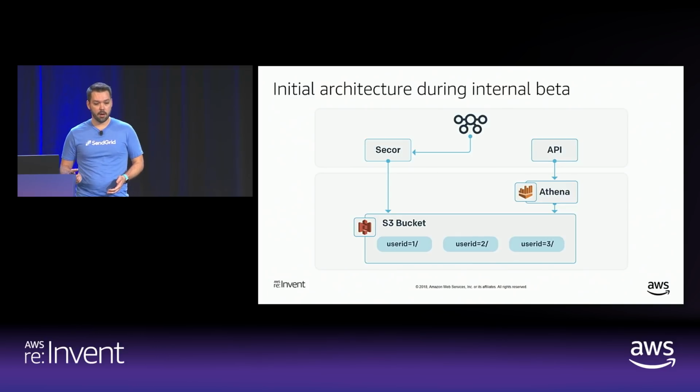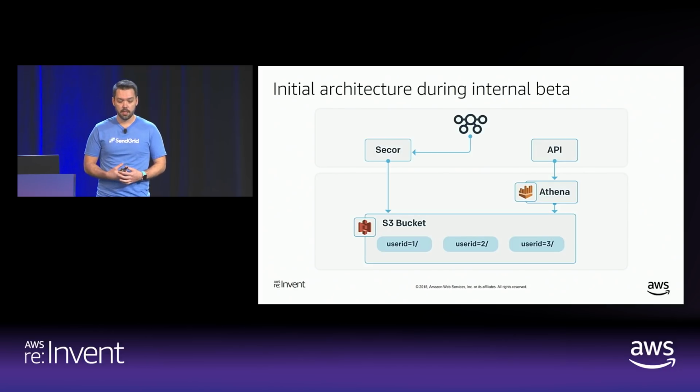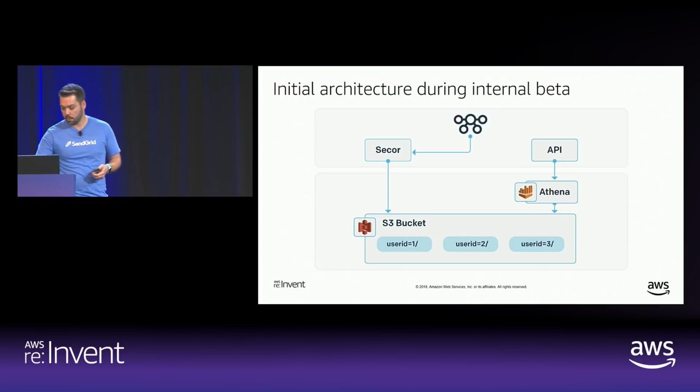And then on the right side, we have our API, which exposes all the APIs that we offer to our customers. And it takes the incoming request from our customer and then basically translates that incoming query into a query that Athena wants, and then sends that to S3, and then sends the results back up through the API.